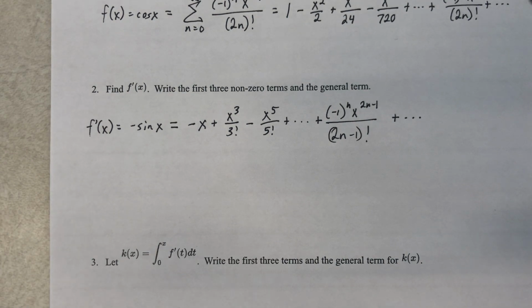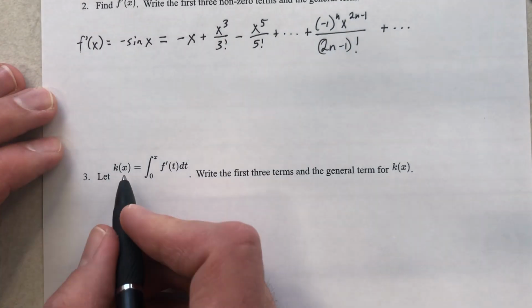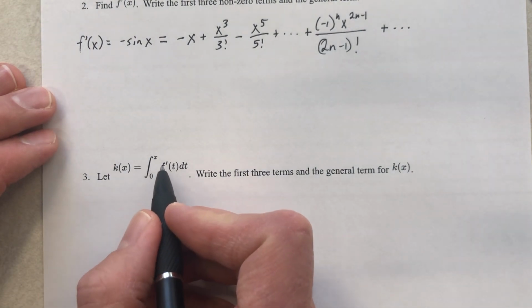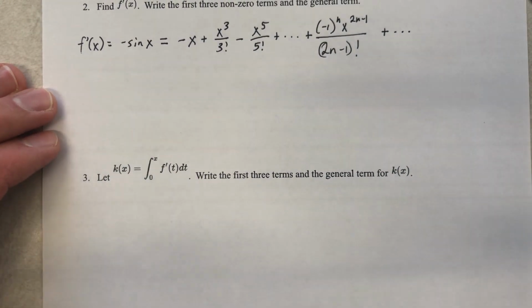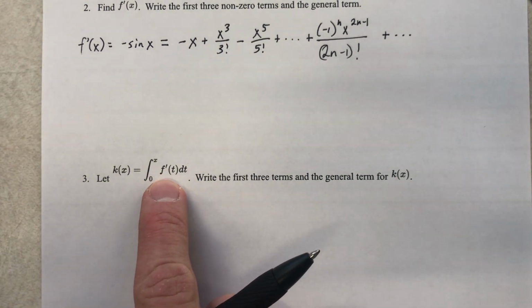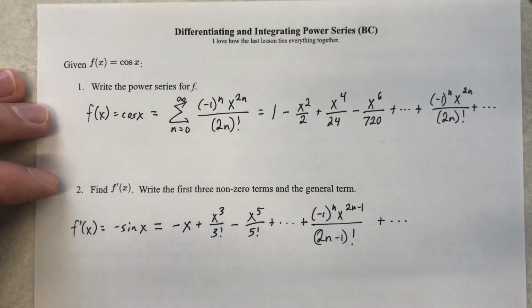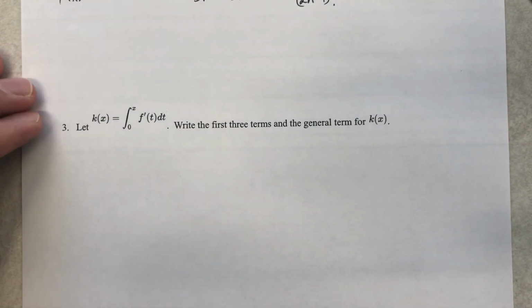All right, now we're going to take an integral, and things get a little bit different here. We're going to let k be the integral from 0 to x of f prime of t dt. So check this out. We're taking the integral of a derivative. These are inverse operations. The integral of a derivative is going to take me back to my original function. So when I'm done, I better have cosine. Or am I? Let's see. It's going to be interesting.